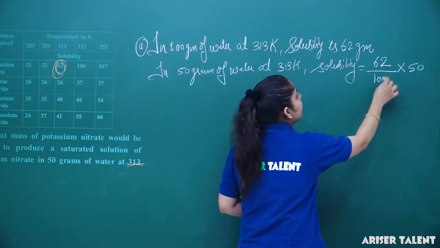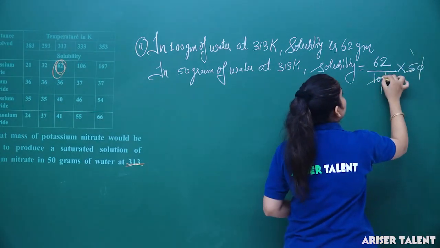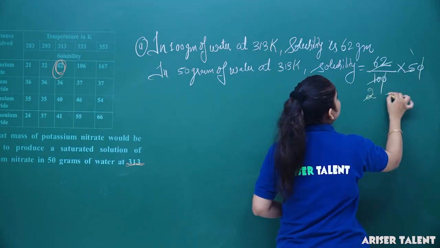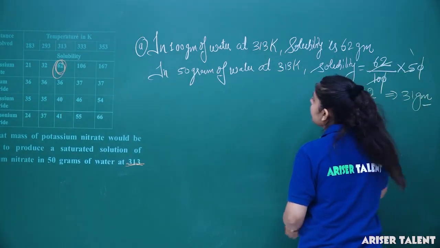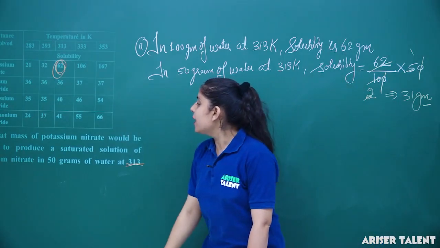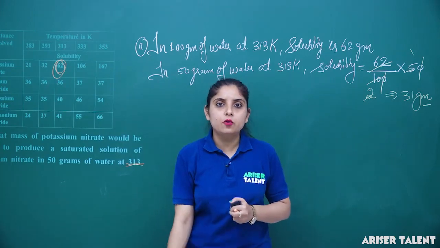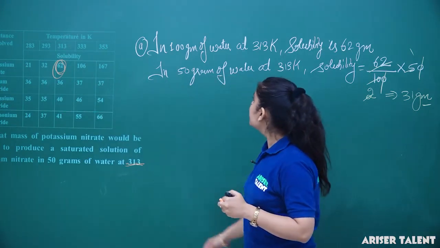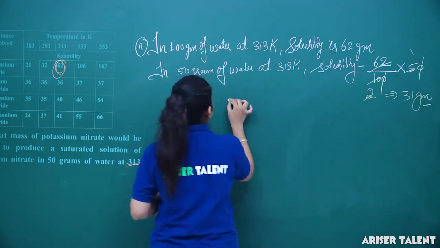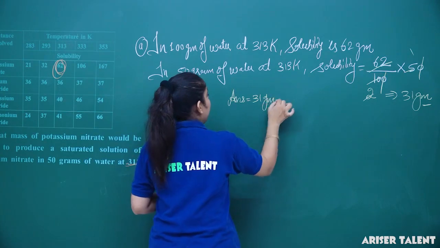Now what will happen in this case? 0 will be cancelled by 0, 5 1 are 5, 5 2 are 10, 2 and 62 will be cancelled, and what you will get here? You will get here the 31 gram. So in 50 gram of the water at 313 Kelvin, you will get the KNO3, which is 31 gram, just half of this. So the answer for the first part will be 31 gram.